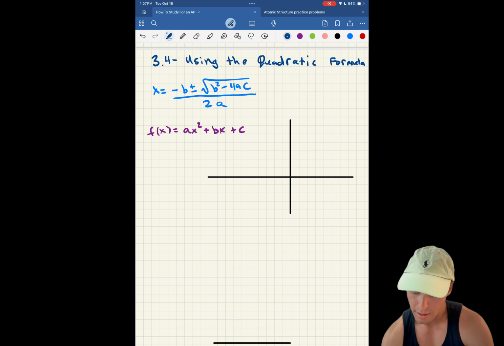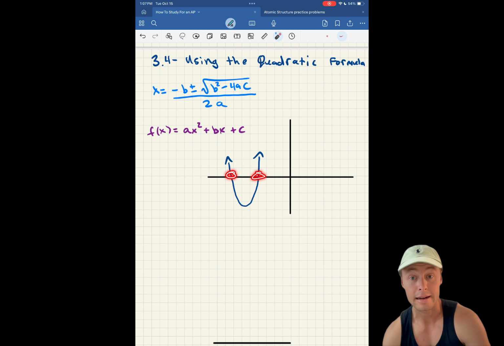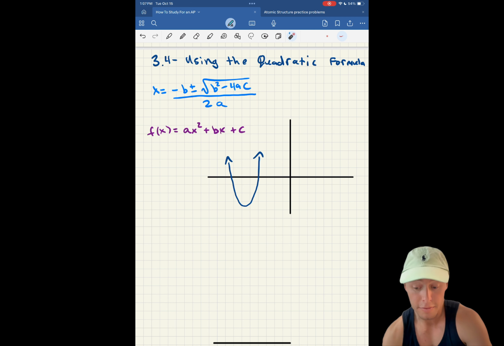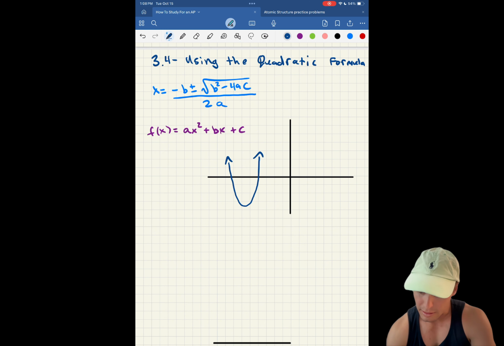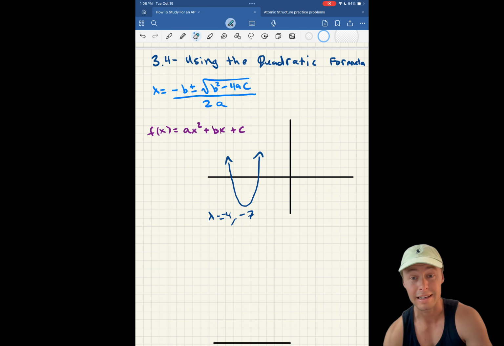The first one is that there are two roots, two real x-intercepts. Look at this parabola here that I just drew. There's an x-intercept here and an x-intercept here. And if you were to solve for those x-intercepts using factoring, completing the square, or the quadratic formula, you would get something like x equals negative 4 and x equals negative 7. We'll pretend that's right on negative 7. So that's one scenario. You can have two real x-intercepts or two real roots, meaning you actually see two x-intercepts on that quadratic.